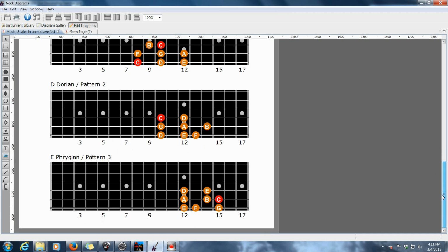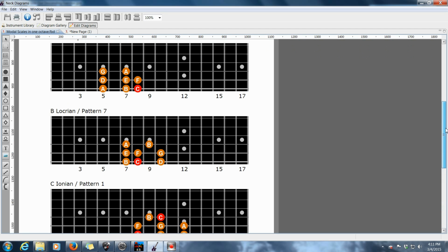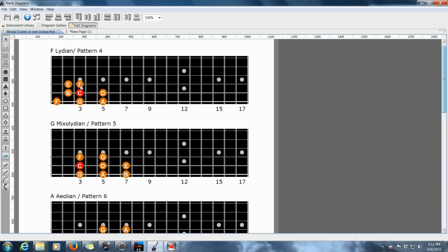And I'm going to be including these neck diagrams with the lesson. And obviously you can move these on other sets of strings, not just on the low E, A, and D.